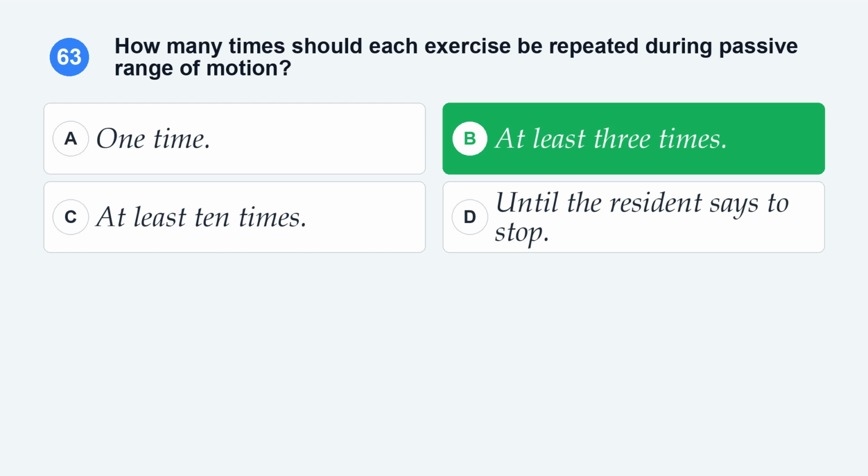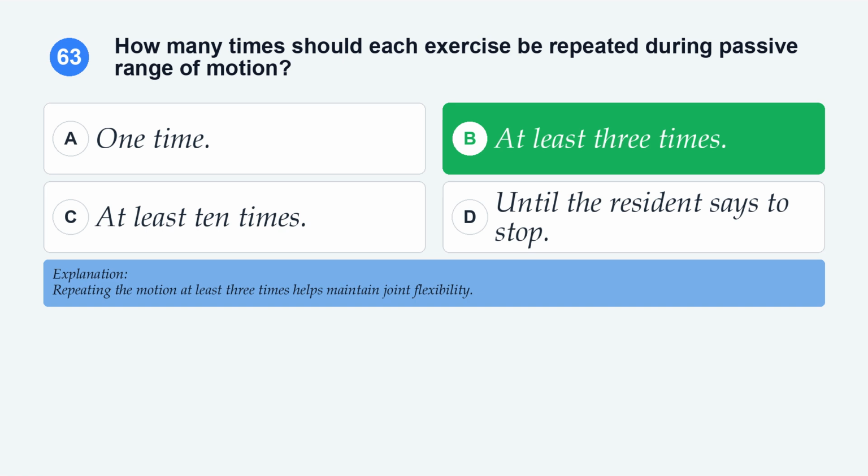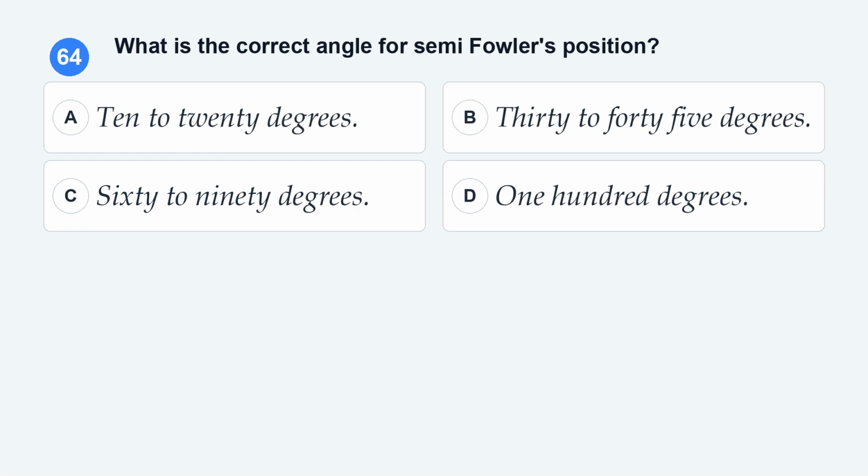The correct answer is option B, at least 3 times. Explanation. Repeating the motion at least 3 times helps maintain joint flexibility. Question 64. What is the correct angle for semi-Fowler's position?